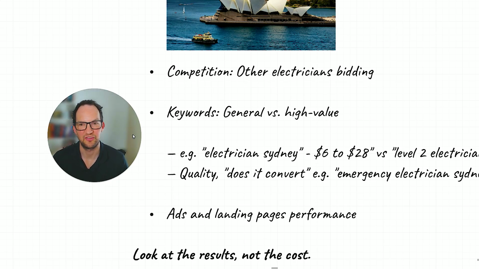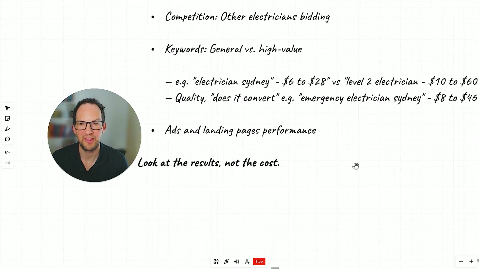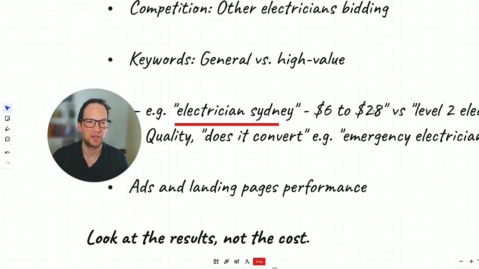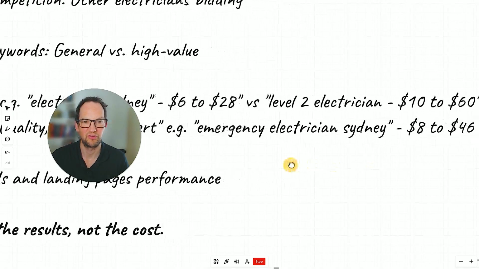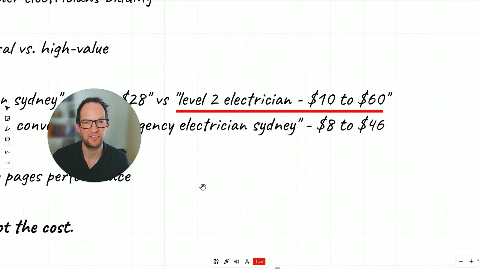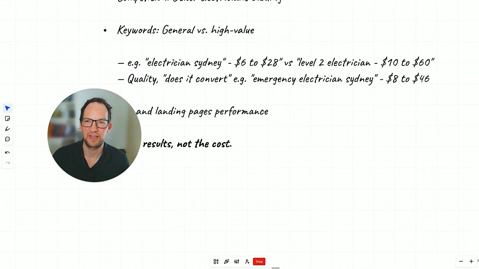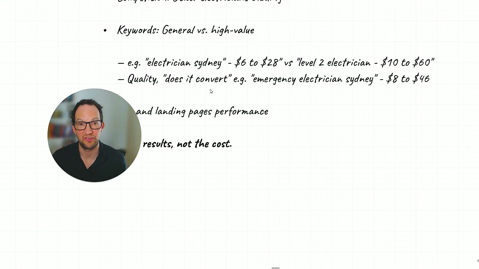Next factor affecting this is keywords. So the type of keywords you're using really will impact the cost. So for example, we've got electrician Sydney. You're going to be paying $6 to $28 per click versus level 2 electrician, which is $10 to $60. Why that's different is, first of all, electrician Sydney, that's quite a general term. That could be something like a light fixture installation. It could be a full house rewire. So other electricians are prepared to pay less for that than they would be for something more specific. Level 2 electrician, that's quite a specific type of electrician, and the job values tend to be higher. So you're going to be paying more for that because of that.